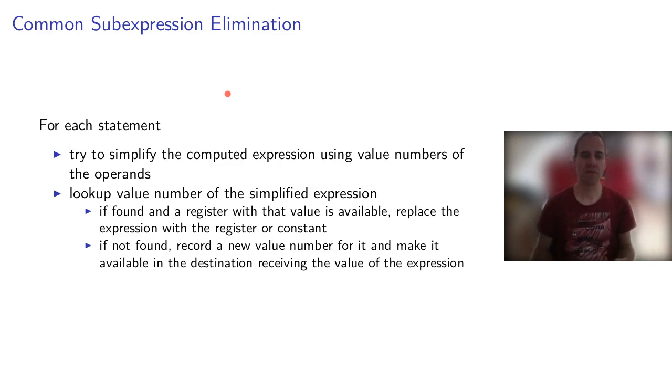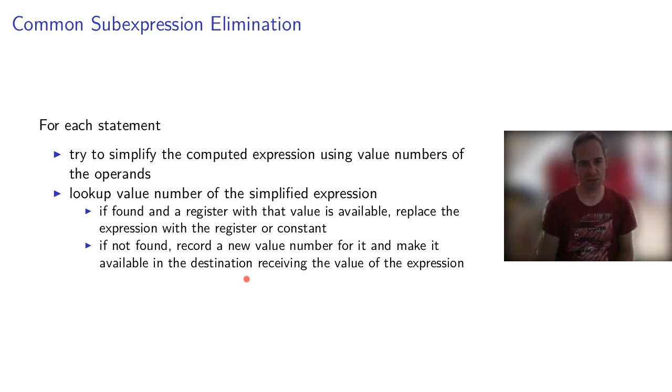Right? So you first simplify the expression, and if the expression didn't simplify, you can try to look up this simplified expression in your hash table of expressions that you have already seen. And if you've already seen this expression, then you can take the value number of that expression and assign it to the result where you store the computed expression. Then this variable gets the value number you just found. And if you couldn't find the simplified expression in your expression hash table, then you will just assign a new value number for this expression.